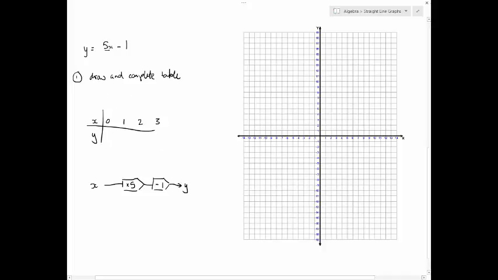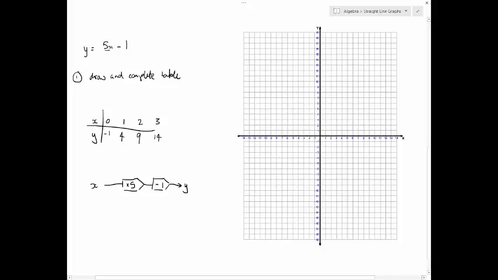So here we go, 0 times 5 is nothing, take away 1, minus 1. 1 times 5 is 5, take away 1 is 4. Then sub in the 2, you go 2 times 5 is 10, take away 1 is 9. And 3 times 5 is 15, take away 1 is 14. And then we plot our coordinates.